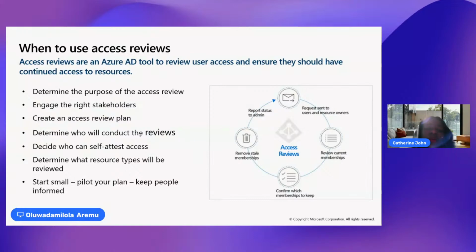This slide now is about how to use access review. Sometimes your access needs to be reviewed from time to time. It could be quarterly, yearly, depending on how your company or your admin sets that; it is your admin that will determine that. So your access review is going to help you report status to your admin, send requests to users and resource owners, and also remove access. This is why access review is really, really very important.